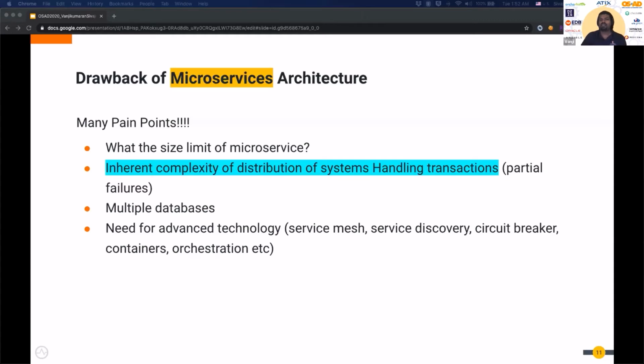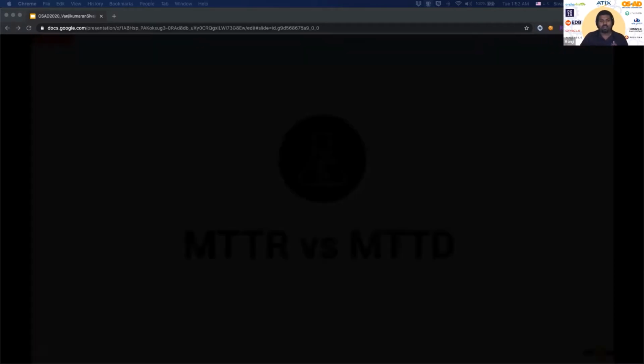But it's the same as any other architecture. There are also lots of drawbacks and pain points with the microservices architecture. One of the main pain points is that we really don't know what we mean by microservices. What is the size limit of a microservice, whether it's 300 lines of code or 10,000 lines of code? We still don't have a proper answer for that, but it is only governed by how the functionalities are broken into pieces.